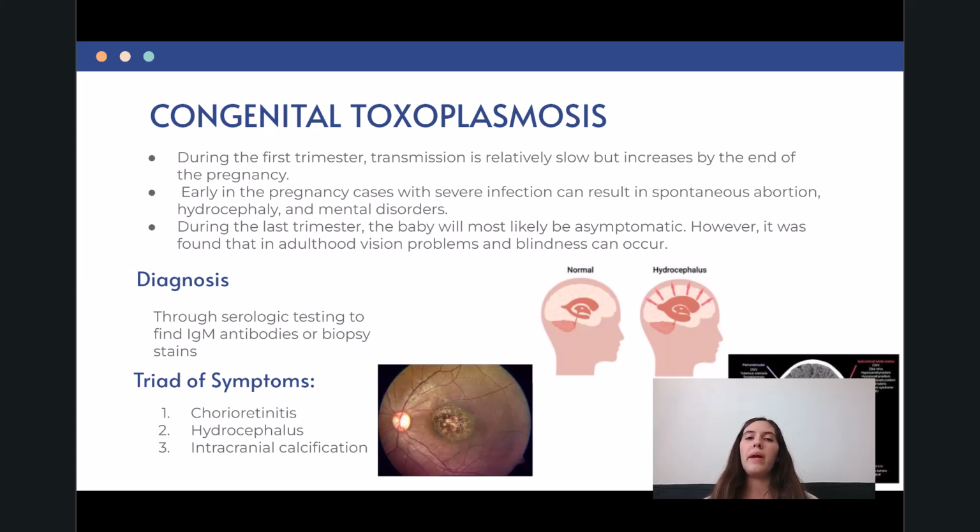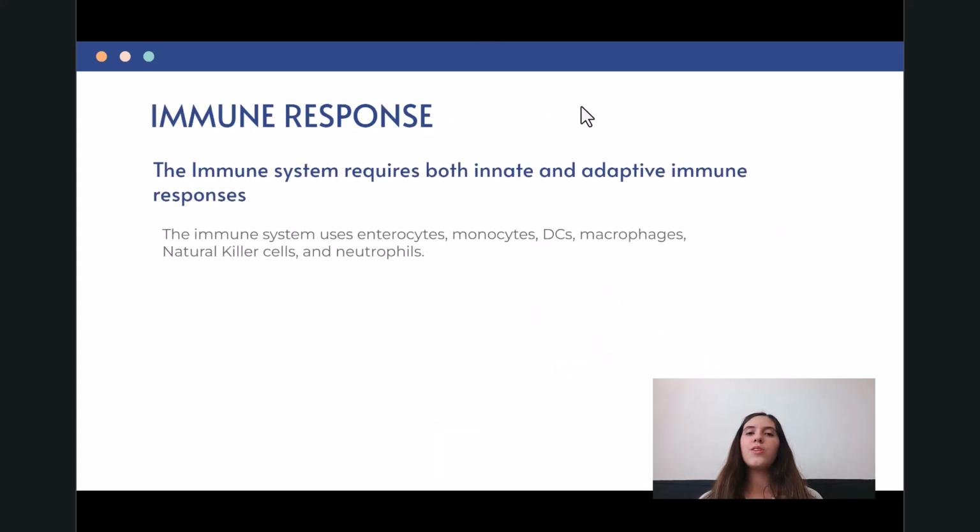So the immune response to toxoplasmosis requires both innate and adaptive immune responses. The immune system uses enterocytes, monocytes, dendritic cells, macrophages, natural killer cells, and neutrophils. The monocytes play a key role in mucosal immunity. The dendritic cells are used to process for antigenic presentation, and neutrophils secrete IL-12, which can directly kill the parasite.